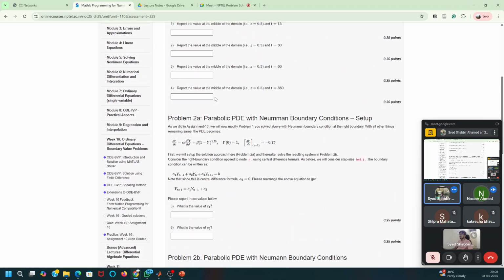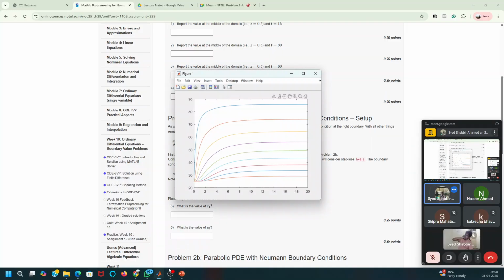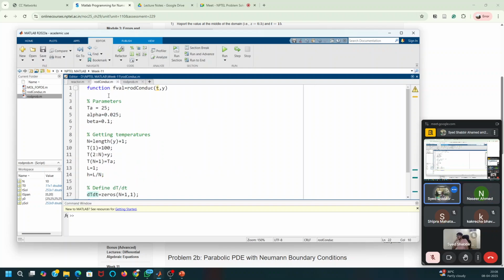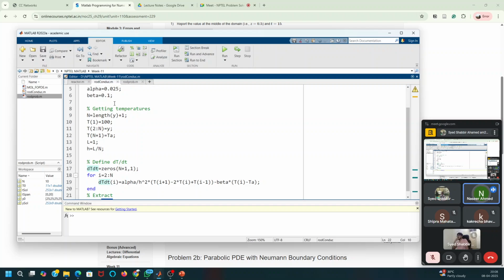Okay. Can you kindly go to the code one, sir? The calling function. Yes. In line number 9, I have a doubt. Why is it length of y plus 1? Why is it length of y plus 1?